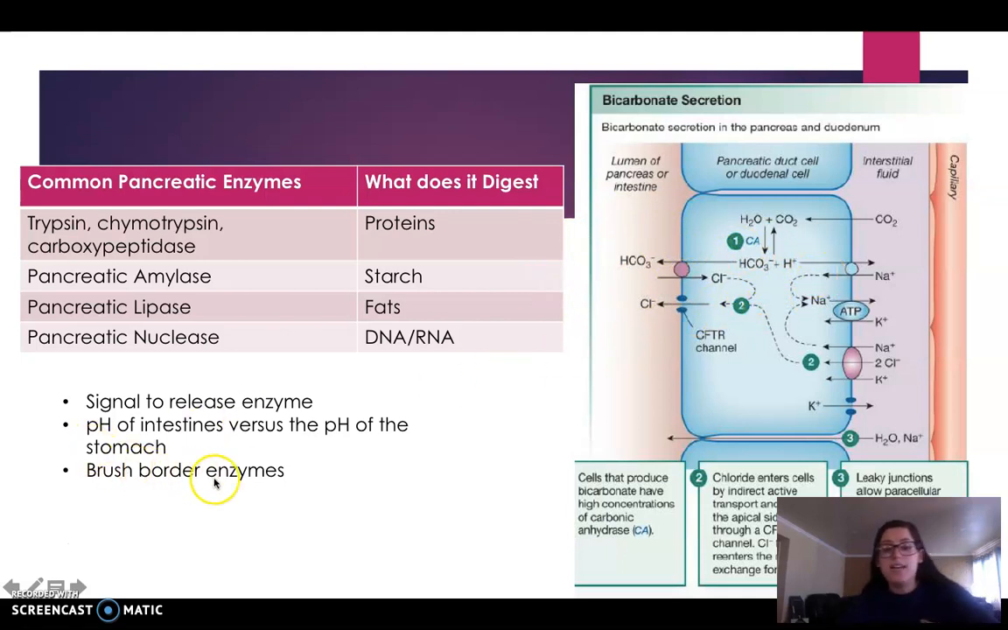And we have brush border enzymes, as I discussed. Enterokinase is one that will help to activate trypsinogen into trypsin, but our brush border enzymes also serve an important purpose in further digesting these proteins, starch, fats, DNA and RNA after these pancreatic enzymes have digested them. It further gets them into those nice and simple components in order to be absorbed by the small intestine.